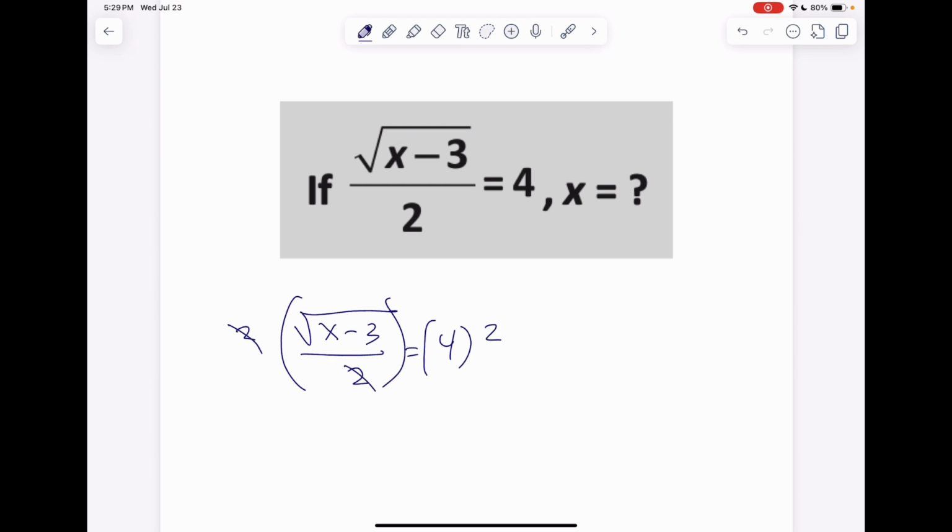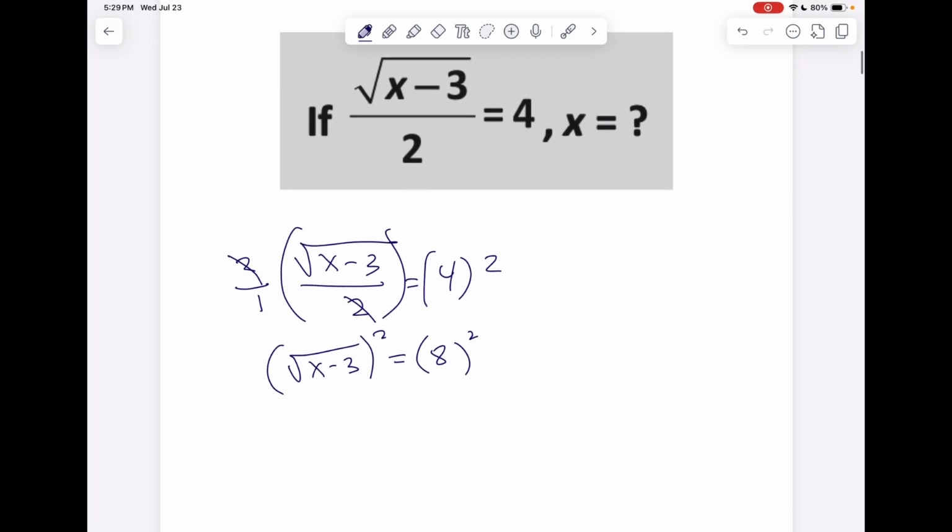The 2's will cancel out on the left-hand side, because really we're multiplying by 2 over 1. So if 1's in the numerator, 1's in the denominator, they'll reduce, and we'll be left with root x minus 3 equals 8. We can then square both sides to undo the square root, and we'll get x minus 3 equals 64. We can add 3 to both sides, and we'll get x equals 67.